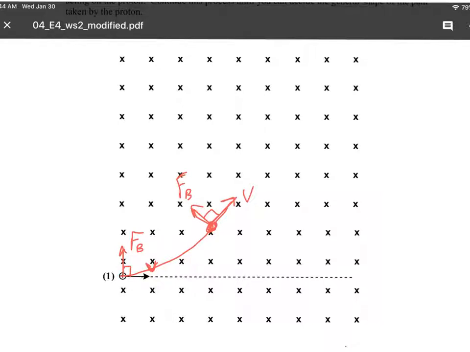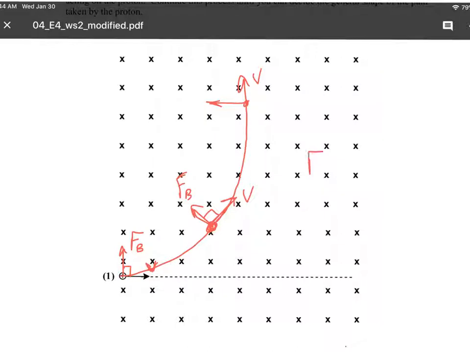So this is a recipe for circular motion, as you can see. Every time this thing turns a little bit, the magnetic force is always going to be at exactly 90 degrees to the path, to the velocity. And so that's the definition of circular motion.